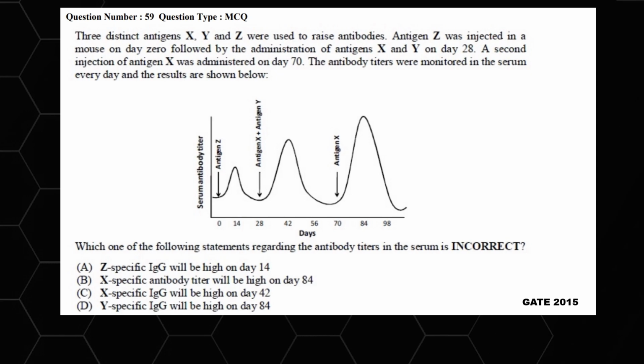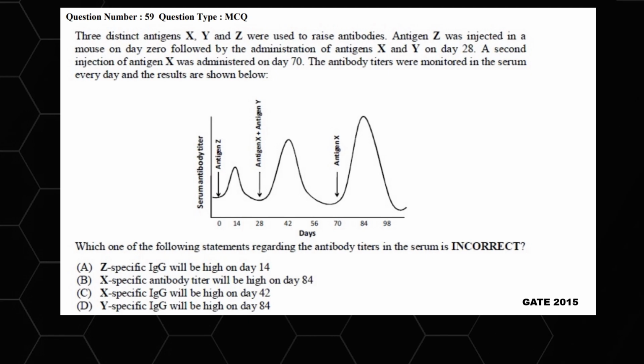Hello everyone, we are solving question number 59 from GATE 2015. It says, three distinct antigens X, Y and Z were used to raise antibodies. Antigen Z was injected in the mouse on day 0, followed by the administration of antigen X and Y on day 28. A second injection of antigen X was administered on day 70. The antibody titers were monitored in serum every day and the results are shown below.